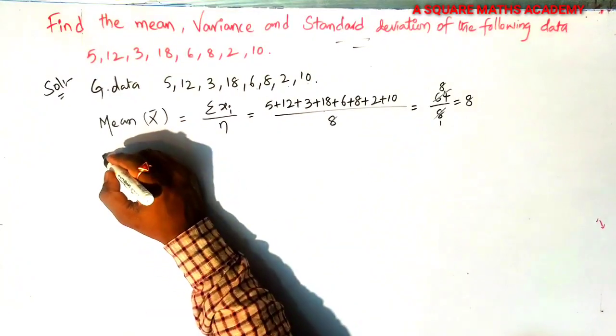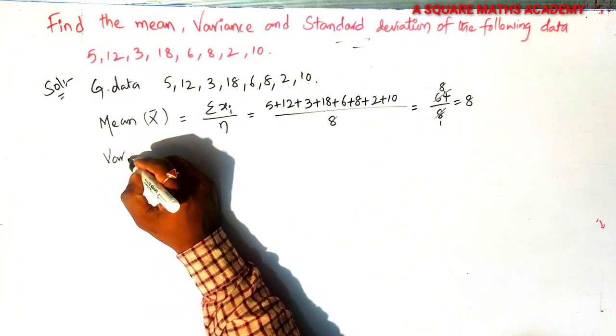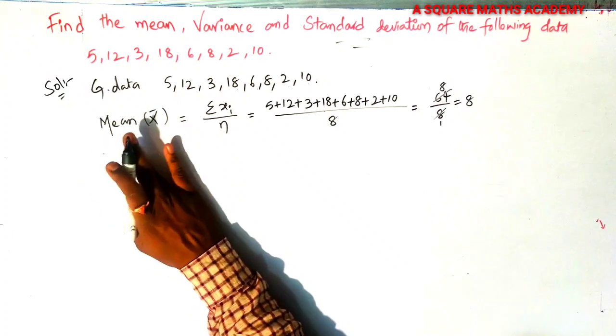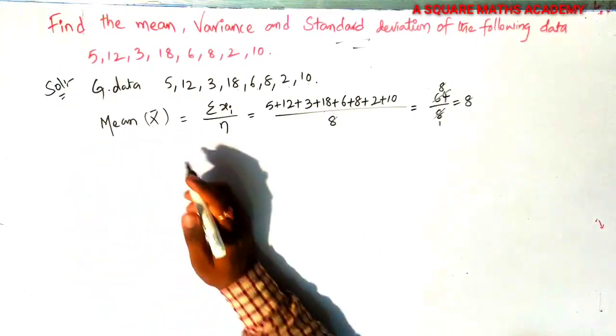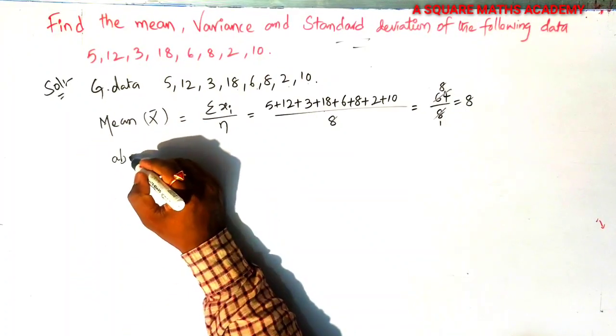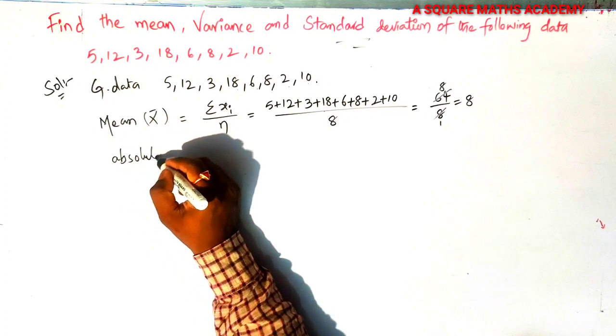Okay, next we find the variance. First of all, in finding the variance we find the absolute values. Clear? Absolute values.